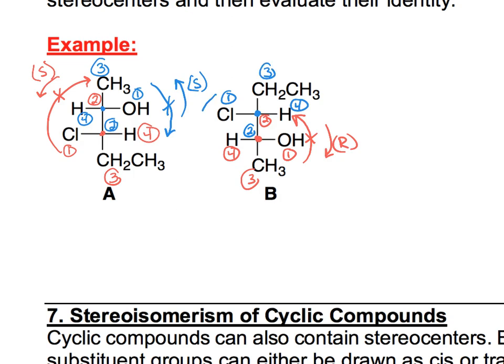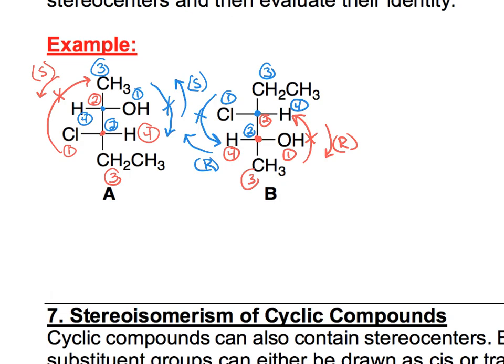So we go 1, 2, 3. We're going counterclockwise. But our lowest priority group is in the plane. So we have to reverse that. So it's not this. It's actually going in that direction. So therefore, we are going clockwise, which would make that R. So in this case, both stereocenters are R.